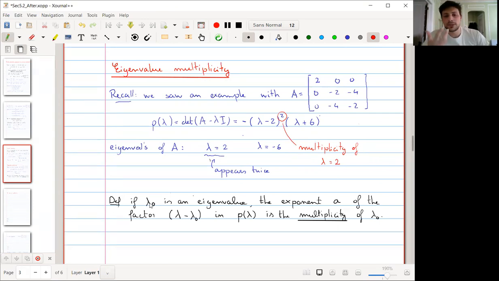If any number lambda naught is an eigenvalue, then to be an eigenvalue, it means that there's a factor lambda minus lambda naught inside the characteristic polynomial. The exponent of that factor is what we call the multiplicity. So in this case, we say exactly that the multiplicity of the eigenvalue 2 is 2, and the multiplicity of the eigenvalue minus 6 is 1, because there's a hidden exponent of 1 on that factor.